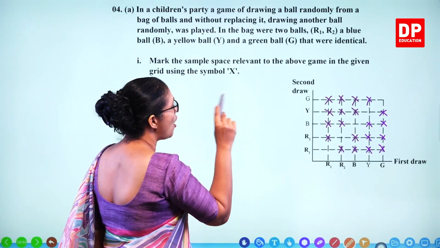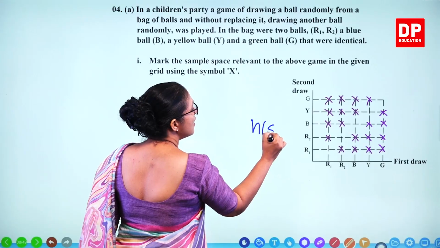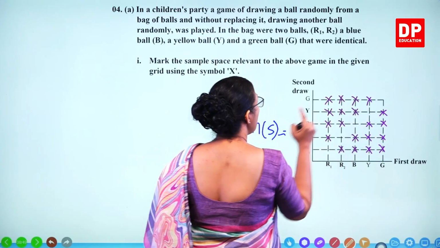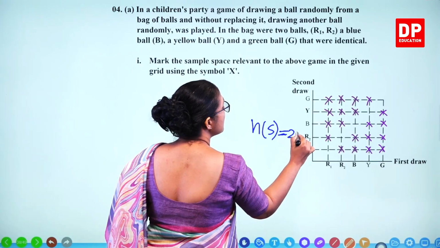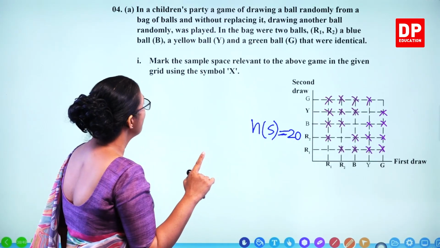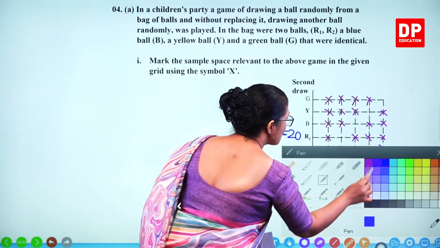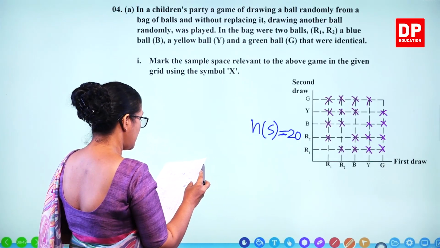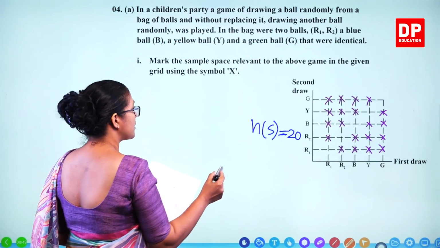Now, how many outcomes are there? 1, 2, 3, 4. 1, 2, 3, 4, 5. So, 20 outcomes are there. So, how many marks for that part? You are getting just 1 mark.